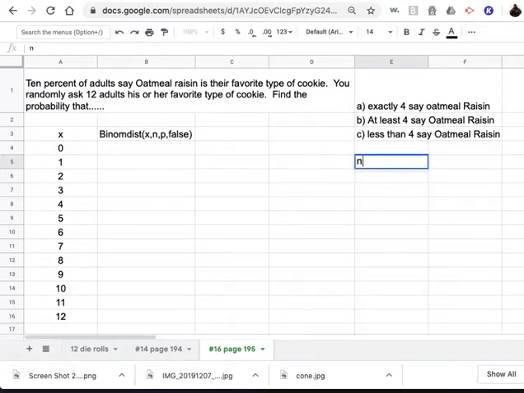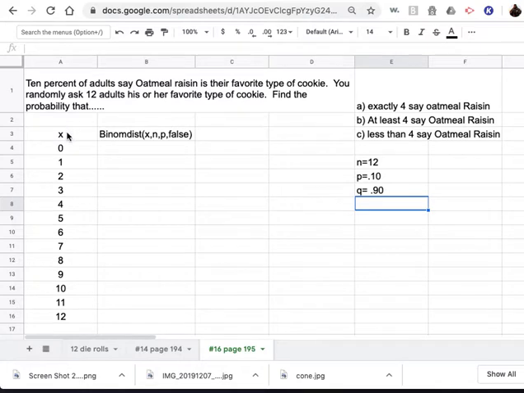Let's start with the fact that n, our number of trials, is equal to 12 because we're asking 12 people. P, our probability of success, since they're defining saying oatmeal raisin as success, would be 10% of adults. We're going to define that as 0.10. While we don't need it for this particular function, we'll identify that Q, the probability of failure, would be 0.90 or 90%. And our X values could be anything from 0 people who answer oatmeal raisin all the way up to 12 people who answer oatmeal raisin.